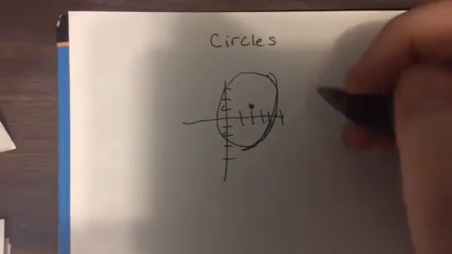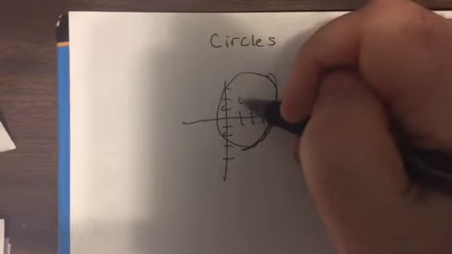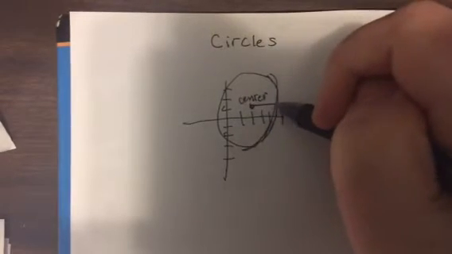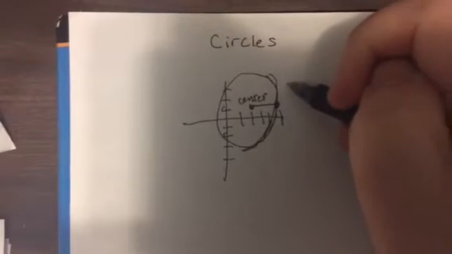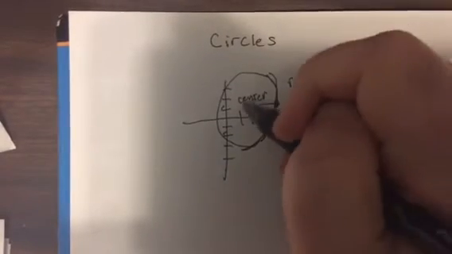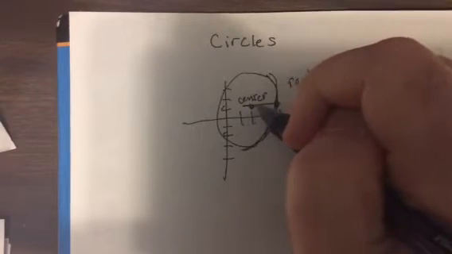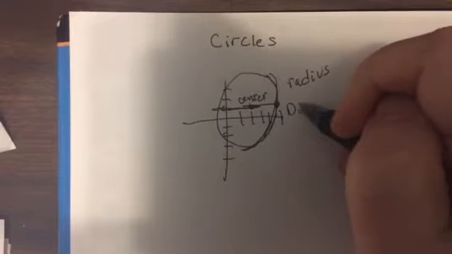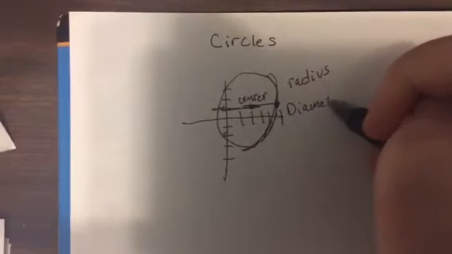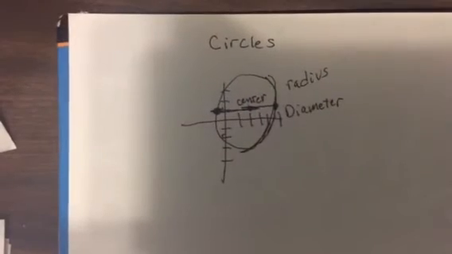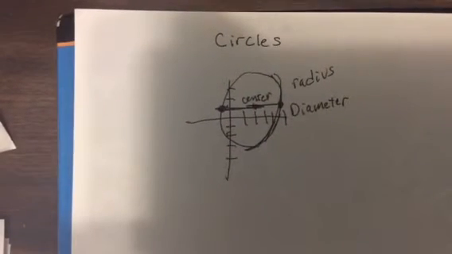So this is called the center of the circle. The distance from the center to a point on the circle is called the radius. And if you connect the radius and go all the way across with that segment, that's called the diameter. So it has an end point on each part of the circle. So those are the three words you really need to know for this class.